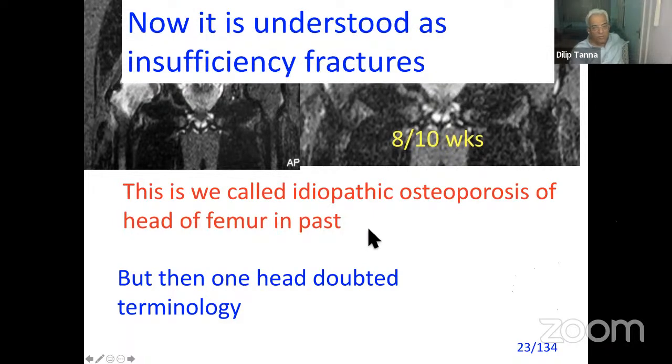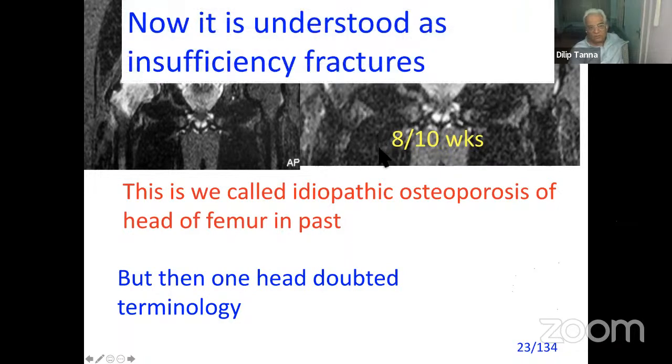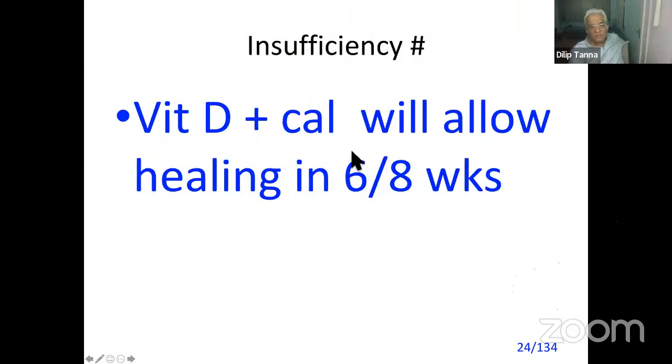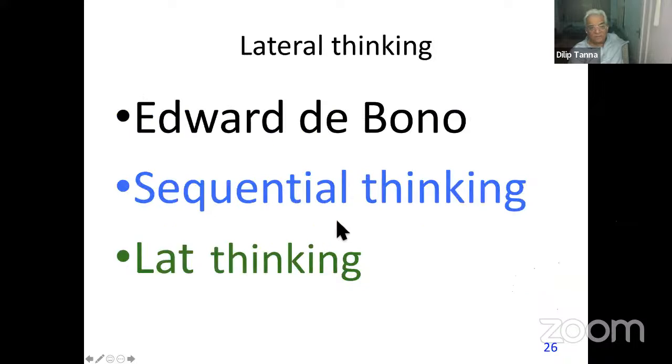But you don't always find that calcium or vitamin D deficiency. My observation is quite often you see this without really any problem, even in younger people. But today I think the radiologists have coined this as an insufficiency fracture or whatever it is. So vitamin D and calcium will allow healing in 6 to 8 weeks time. This is all information stacked up in some corner of the head. When you see the MRI, reflexly AVN is ruled out and calcium is started. This is lateral thinking, which is also based on past experience.